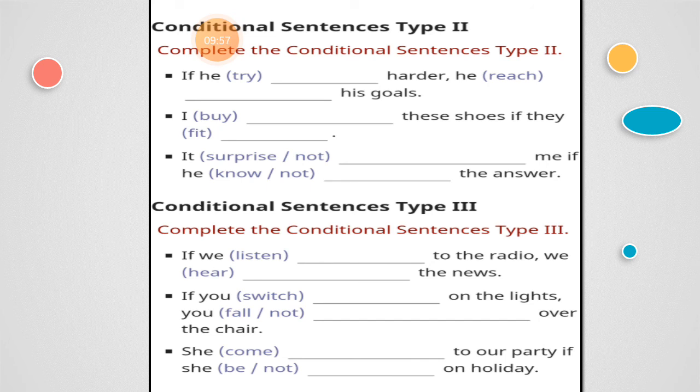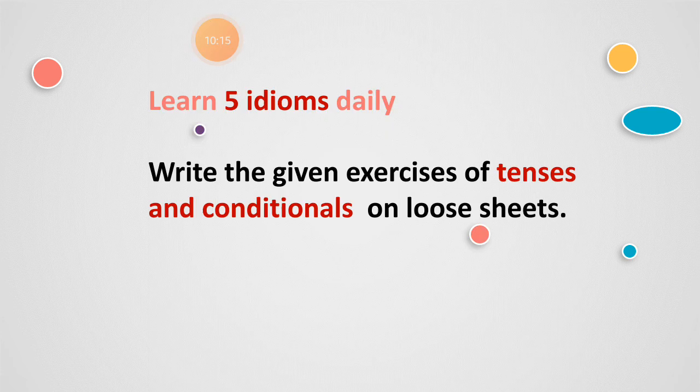Conditional type 3 sentences. The example exercises are given to you, you have to solve them again. Here also you have the third type. In the third type you have the if clause with the third form of the verb, and the main clause with might, could, would have with the third form of the verb. And the final task is that you have to learn 5 idioms daily. You have to write the given exercises of tenses and conditionals on loose sheets.